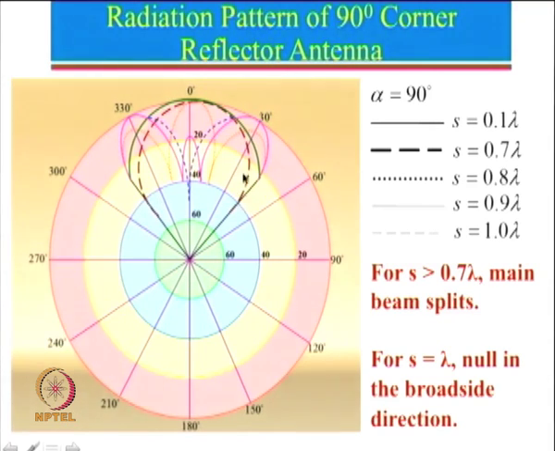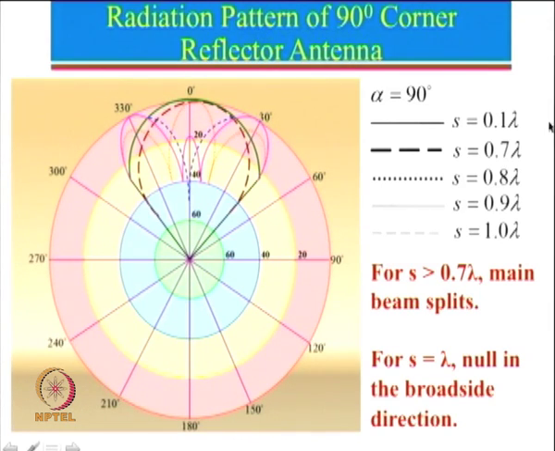You can see that this is still in the broadside direction, and you can also notice that the half power beam width of this is relatively less than the half power beam width of the previous one. That means for this case we get a higher gain. Now, if we increase it further, you can see that a beam split has taken place. And if you go down to the case S equal to 1 lambda, you can see that there is a null in the broadside direction.